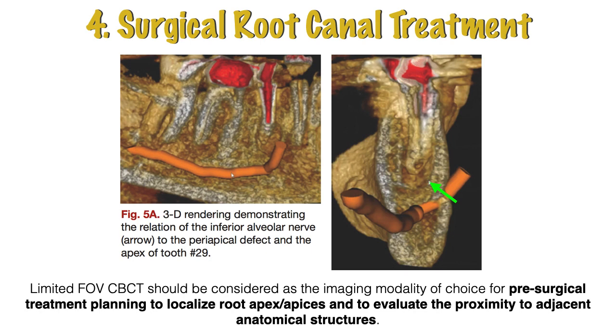This is the corona view. Here we see the apex of the tooth, and this is the mental foramen, and you can calculate how many millimeters you have to work with in a safe way. So we don't want to damage this nerve because patients may have paresthesia.